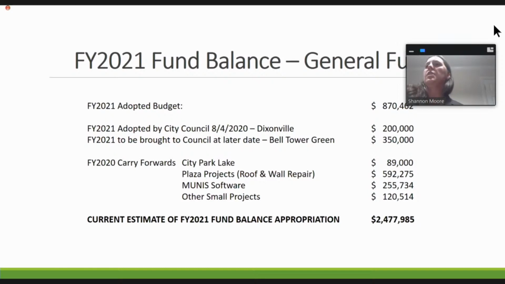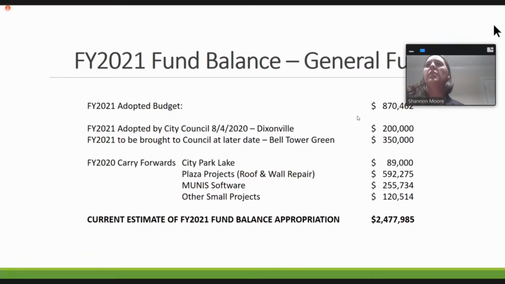So those contracts and bids were not awarded until the end of the fiscal year. So those will need to be carried forward. We continue with our ERP software implementation. So there's $255,000 left in that project. And then we have various other small projects that departments didn't quite finish some of the contracts. There's like half a dozen or so items itemized in here in the 120.